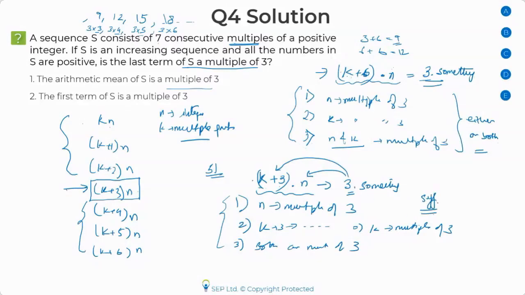Okay. The second statement is very easy. The second statement itself tells me that the first statement is a multiple of 3. So they're telling me k times n is a multiple of 3. If k times n is a multiple of 3, then that means either n is a multiple of 3 or k is a multiple of 3, or both of them are multiples of 3, which is what I'm looking for. If any one of them turns out to be a multiple of 3, I can get my answer. So even this turns out to be sufficient.